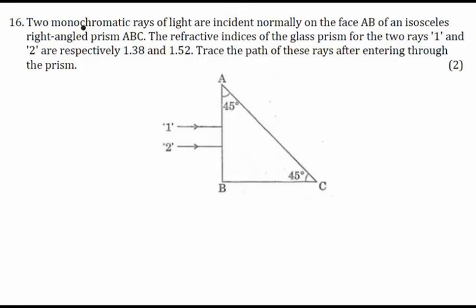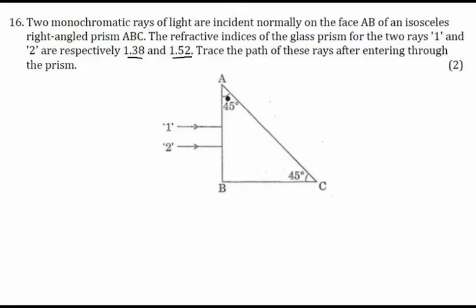Dear students, in this example we can see that there are two monochromatic rays of light that are incident normally on the face AB of an isosceles right-angled prism ABC. The refractive indices of the glass prism for the two rays are different, which are 1.38 and 1.52. Then it is asking us to trace the path of these rays after entering through the prism.